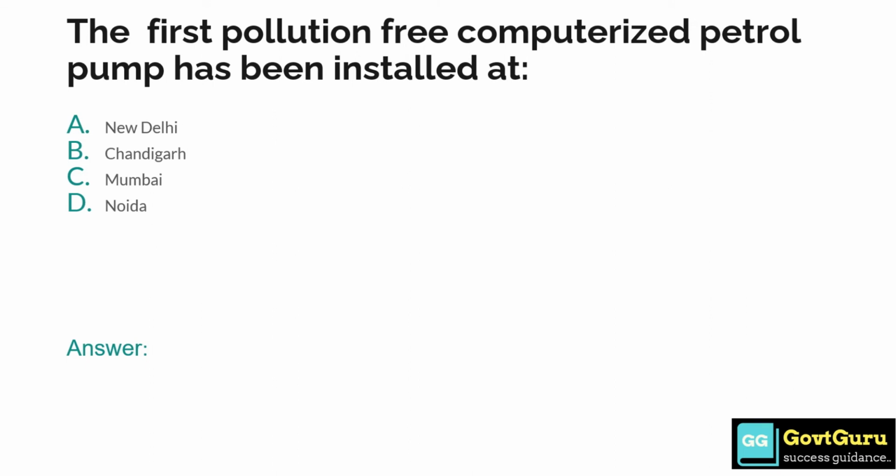The next question is the first population free computerized petrol pump has been installed at option A New Delhi, option B Chandigarh, option C Mumbai, and option D Noida. So the answer is option C, Mumbai.